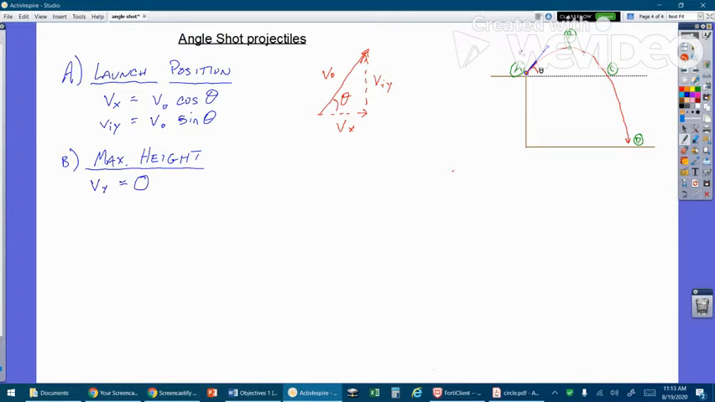So I'm just going to say Vy equals 0. Now, you might look above here and say, well, up here you called it Viy. Does that mean that this would be Vfy? And the answer to that is maybe.